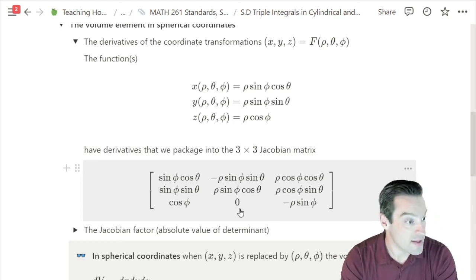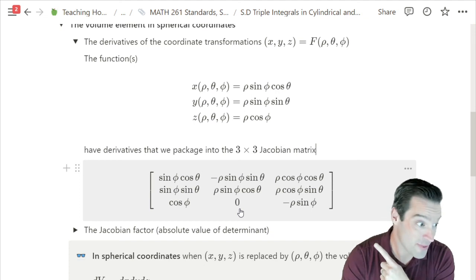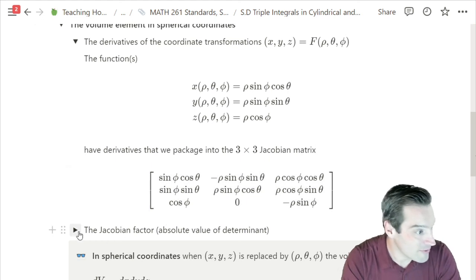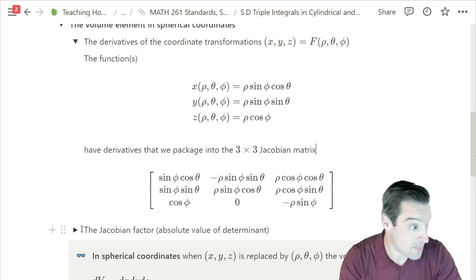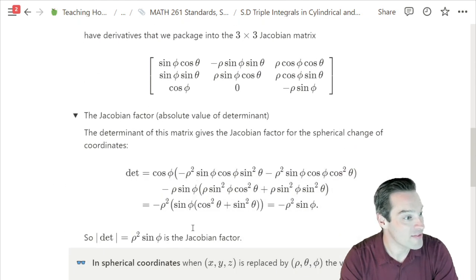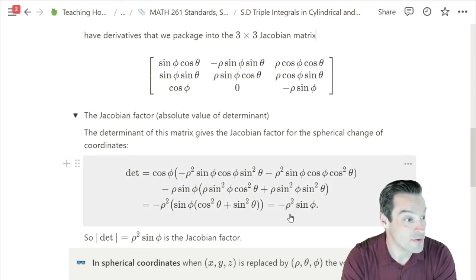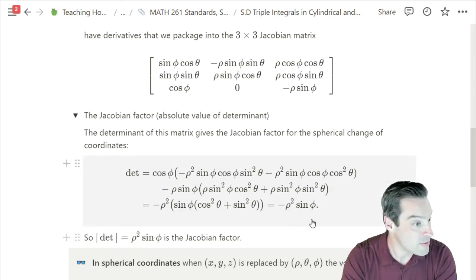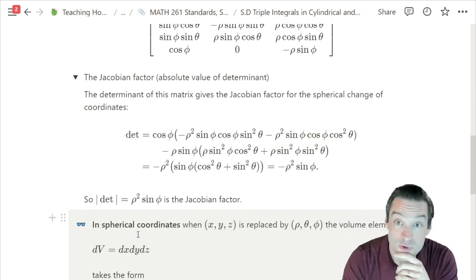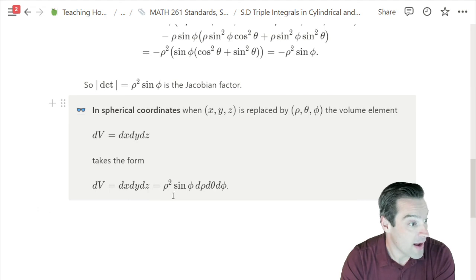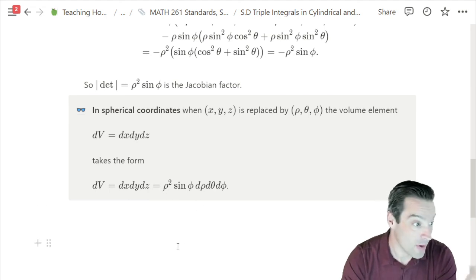And the factor that we multiply dx, dy, dz by is the absolute value of the determinant of this 3x3 matrix. So this is a linear algebra creature that we're going to talk about later in the semester if you're in linear algebra. But for us, I'm breezing over it because it's not the point for today. When you take the determinant of this thing, you get a nasty trigonometric expansion that you hit with the Pythagorean identity a couple of times, and it all works out to minus rho squared sine phi, whose absolute value, because phi is between 0 and pi, is always non-negative, so the absolute value is just rho squared sine phi. And so the upshot is that in spherical coordinates, dx, dy, dz gets replaced by rho squared sine phi times d rho, d theta, d phi.